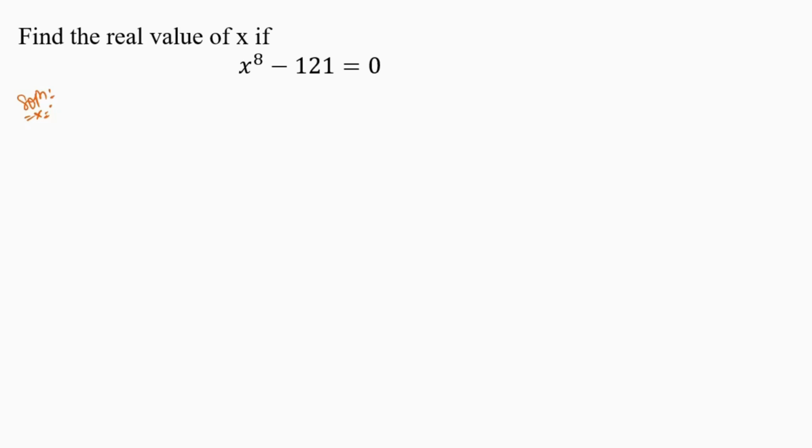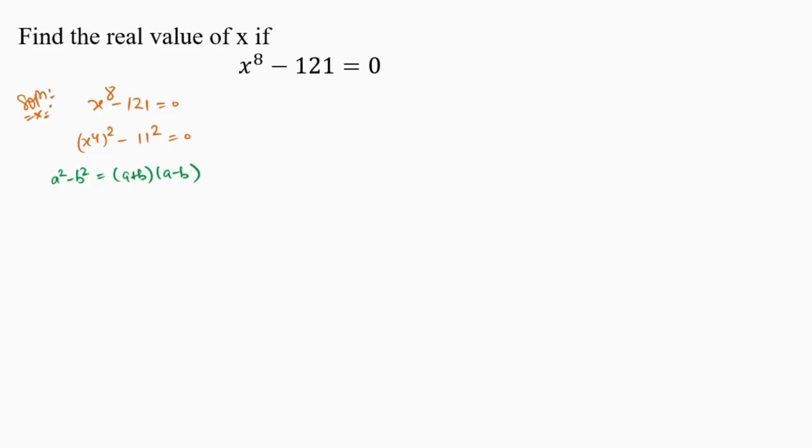Today we are going to solve this very nice problem in which we have to find the real value of x, and we are given x raised to power 8 minus 11 equals 0. This can be written as (x raised to power 4) whole square minus (root 11) square equals 0. And as we know from the algebra formula, which says a square minus b square can be written as a plus b times a minus b.